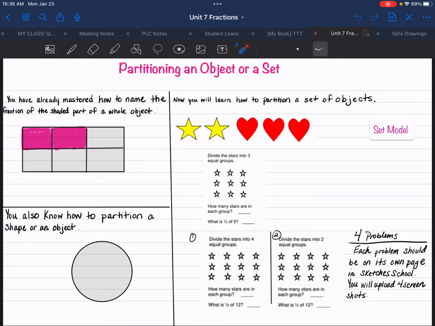Today you're going to learn how to partition an object or a set of objects. You've already mastered how to name the fraction of the shaded part of a whole object. So let's look at this object for example.